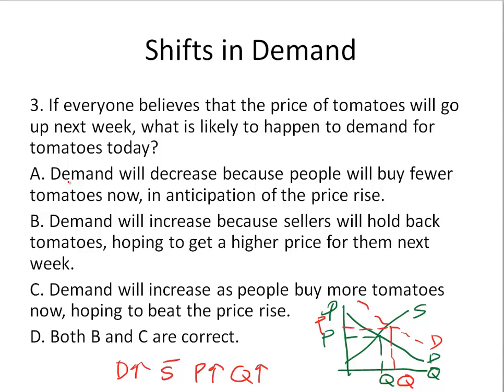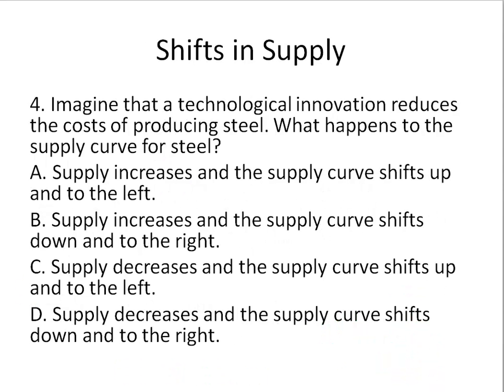Start out with A. Demand will decrease. Nope. B. Demand will increase because sellers, well, we're looking at buyers. So B's out. C. Demand will increase as people buy more tomatoes now, hoping to beat the price. Well, that's exactly what I said. That sounds great. C is our right answer. Now, B is more about the supply side, and we just had what will happen to the demand for tomatoes today. So next one. Let's go on to shifts in supply.